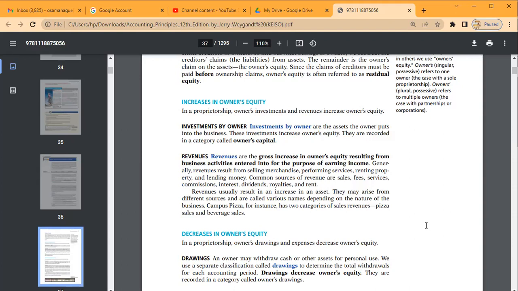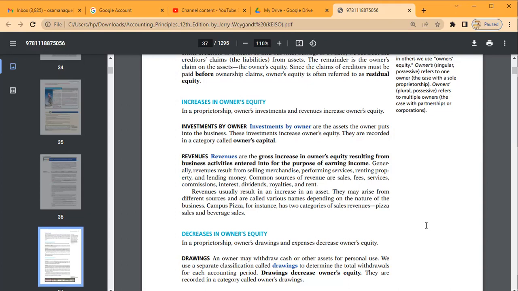The other one we have is working capital. Working capital is the money required to pay for day-to-day running expenses of the business. You can write it. Working capital is the money required to pay for day-to-day running expenses of the business.